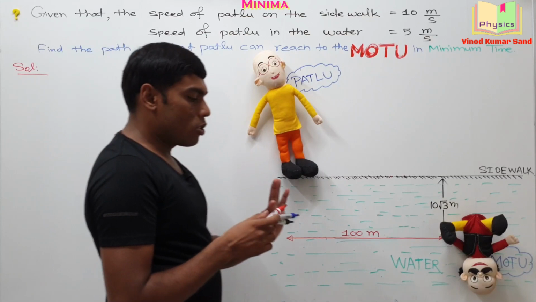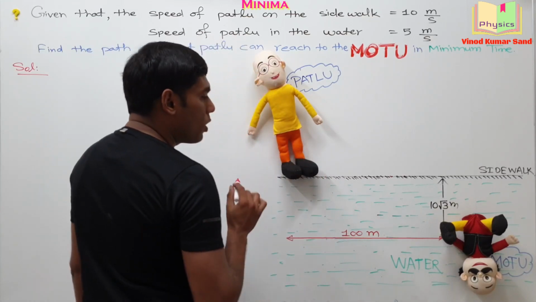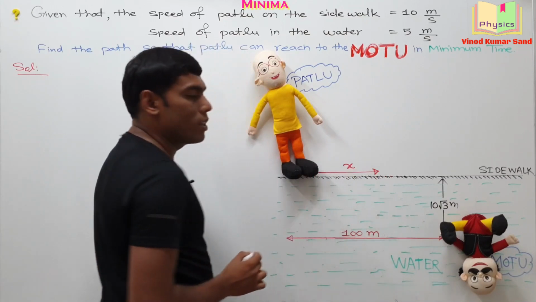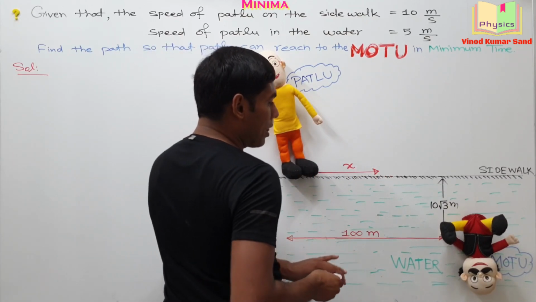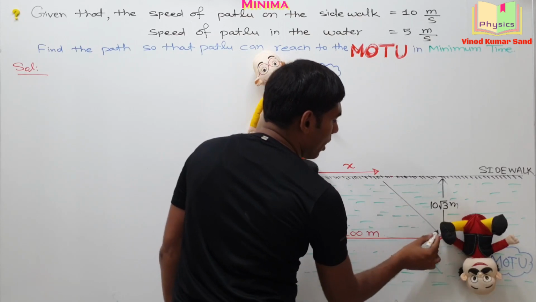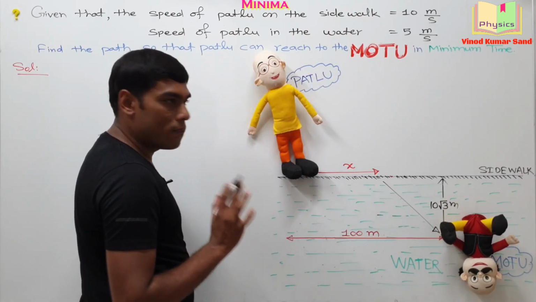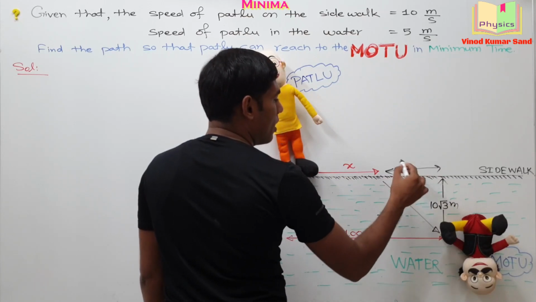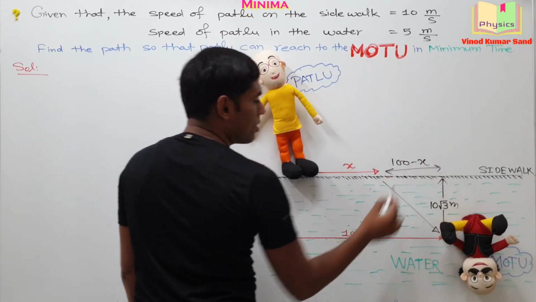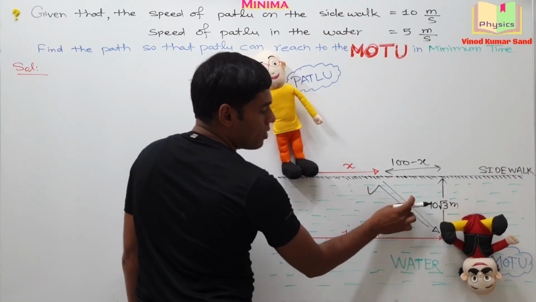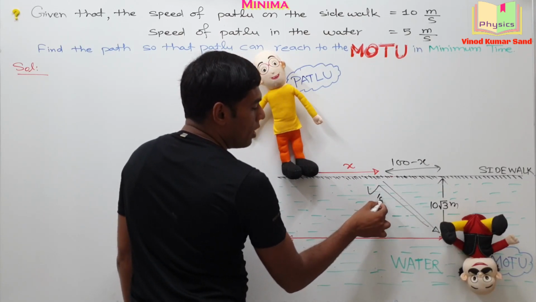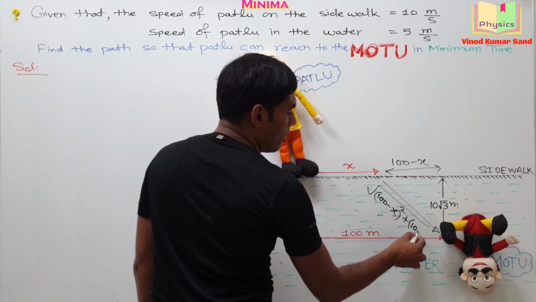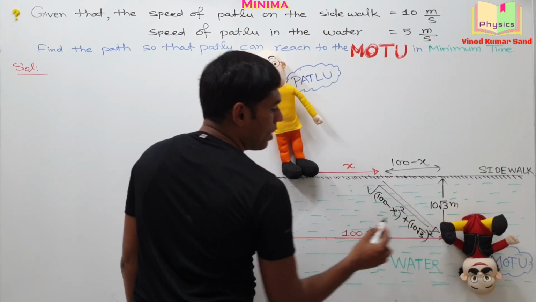First of all, let us obtain the time. Let's say Patlu runs for a distance x on the sidewalk and then swims towards the Motu along this path. So this distance is 100 minus x, and you can easily obtain this distance using Pythagoras theorem: square root of (100 minus x) whole square plus (10 root 3) whole square.